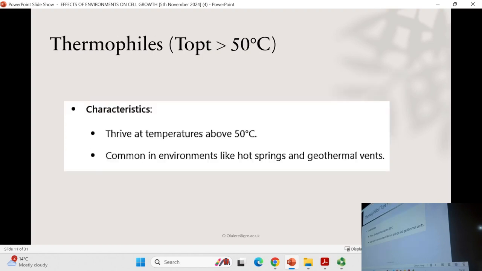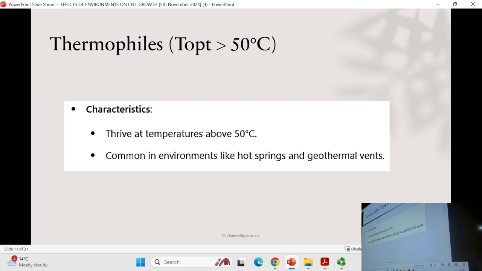So then we have thermophiles. They thrive at higher temperatures, even above 50 degrees C, 60 degrees C, they're still okay. They are common in environments like hot springs and geothermal vents, like in Africa and other Asian countries.